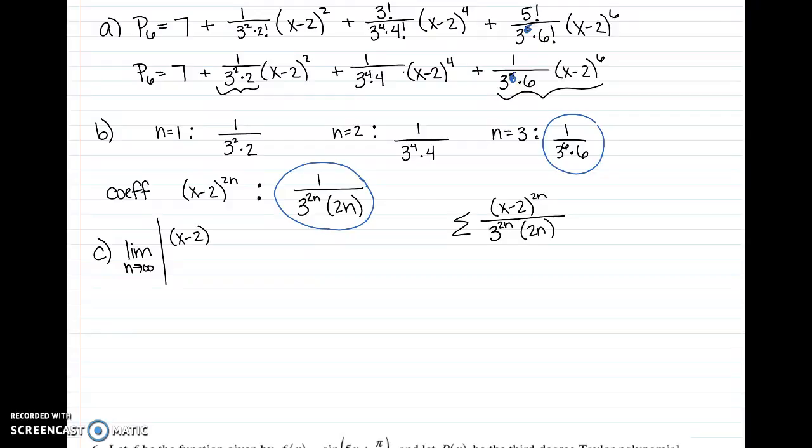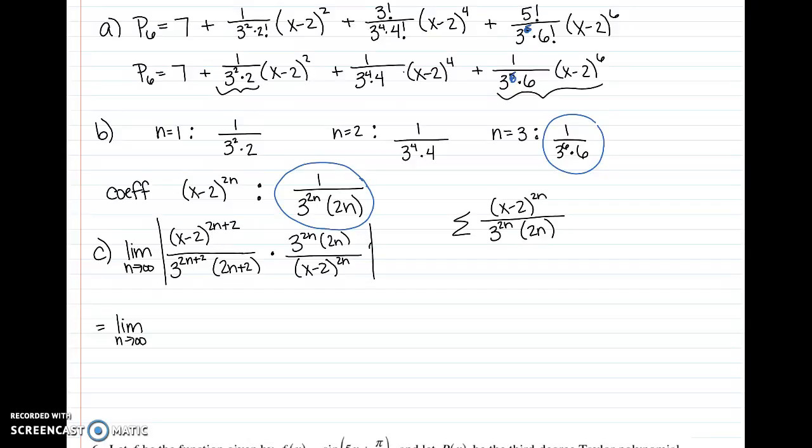Okay, so we have the limit as n approaches infinity. We got x minus 2 to the 2n plus 2, because we're plugging in n plus 1 for n, over 3 to the 2n plus 2 times 2n plus 2, right? Keep change flip, you got 3 to the 2n times 2n over x minus 2 to the 2n, okay? All in absolute values.